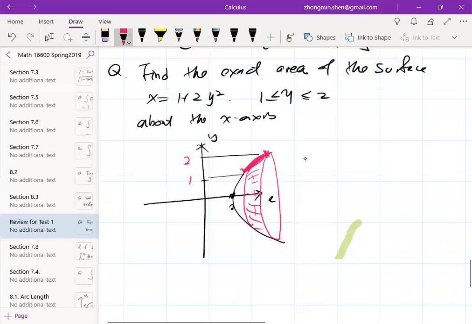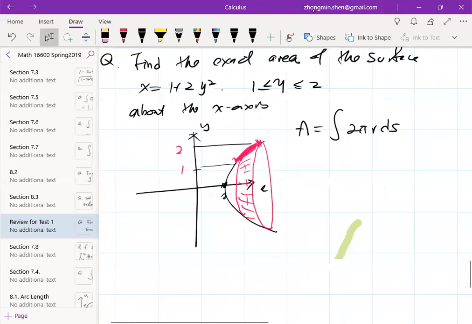Surface area A is going to be the integral of 2 pi r ds. S is the arc length of that curve, the original curve. So this is the first thing you have to write down: 2 pi r ds. Then you figure out which variable you want to use. You can use any of the variables.